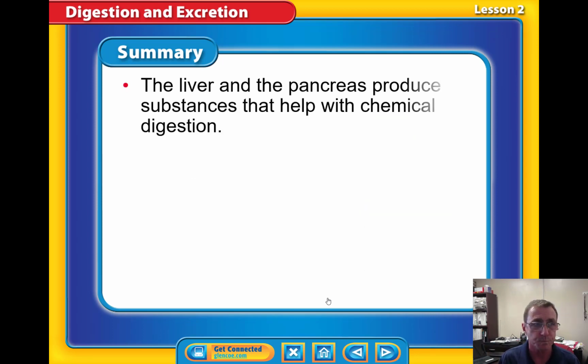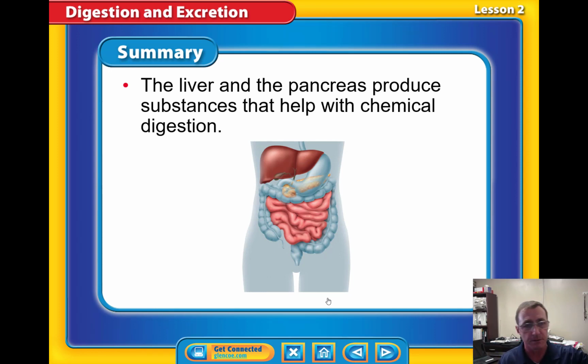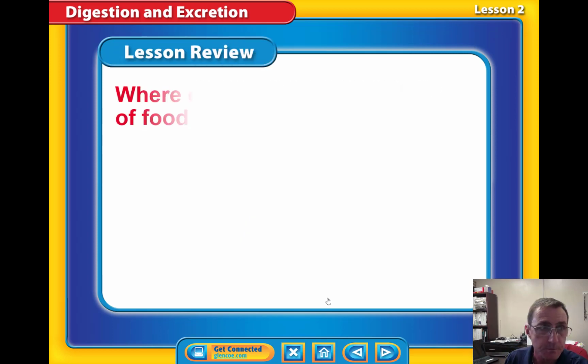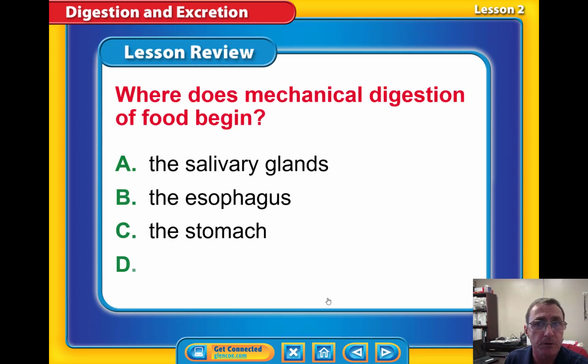The liver and pancreas, again, those organs on the right of our body, we're facing someone, so it'd be the patient's or the person's right side. So the liver up here and the pancreas just down below and the gallbladder kind of behind, help with the chemical digestion. A great wonder question would be, what are those substances? What are those chemicals?